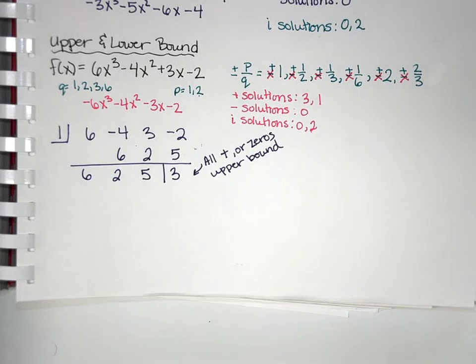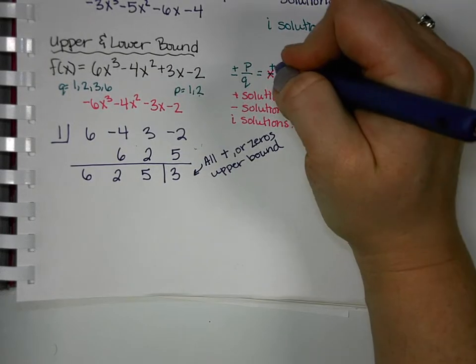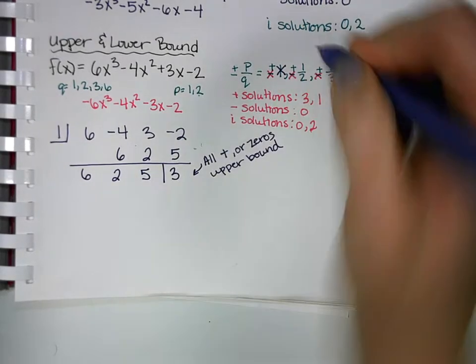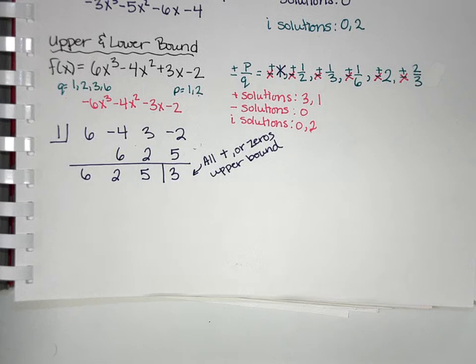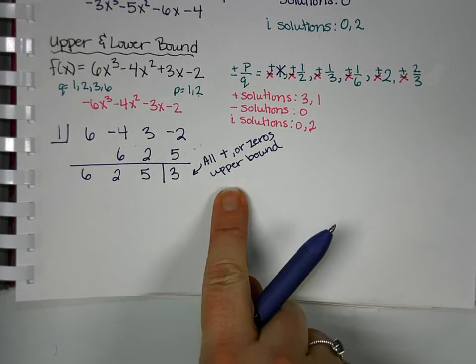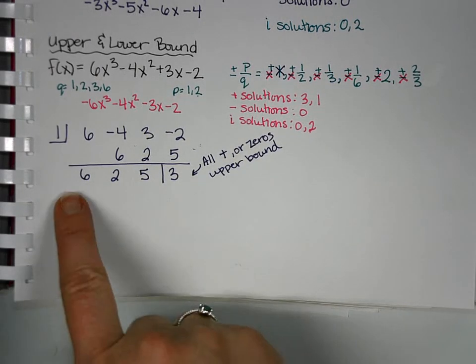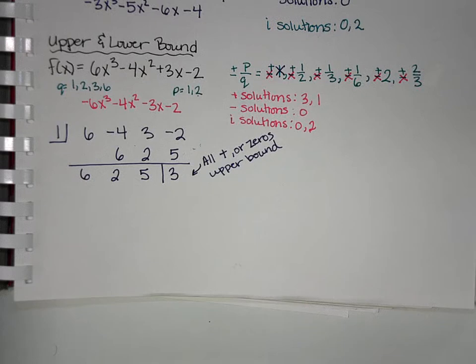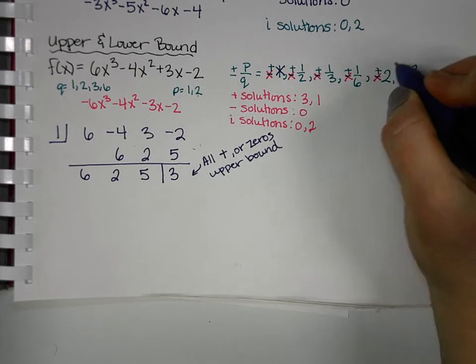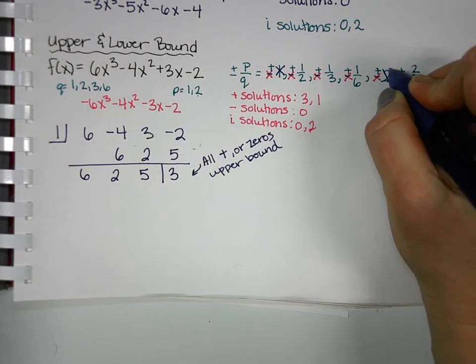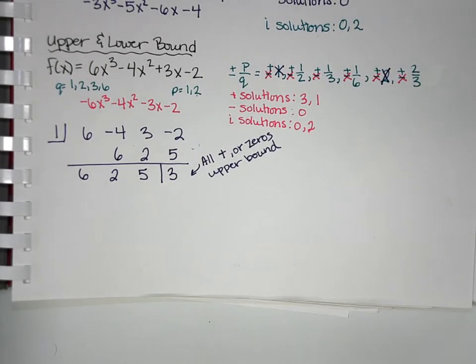Okay, so 1 didn't work, so I'm going to cross off 1 because that one didn't go in evenly. But I've also now determined that I can't have anything higher than 1 because that's an upper bound, because I got all positives in my synthetic division. So knowing that I can't have anything bigger, I can cross off 2 because 2 is bigger than 1. So now I definitely have to have a fraction.